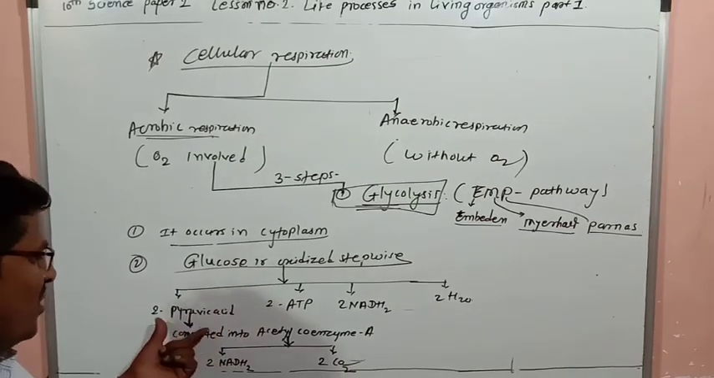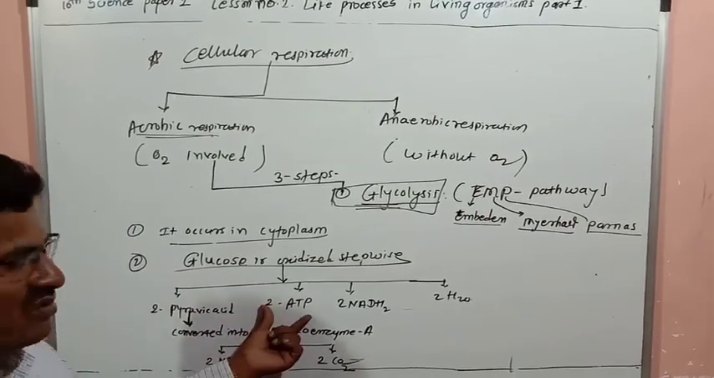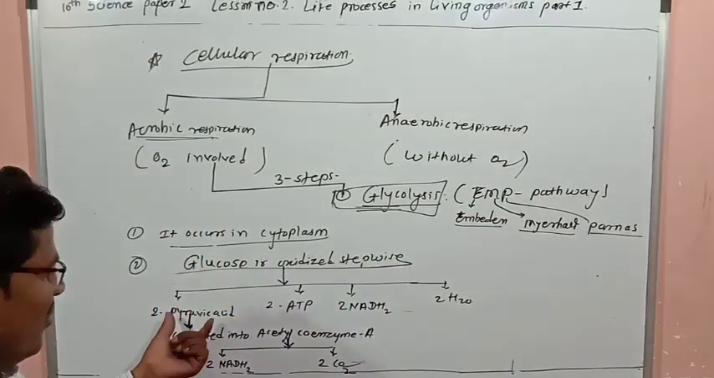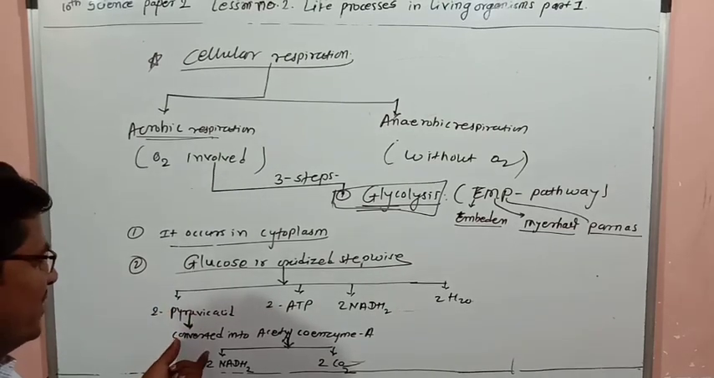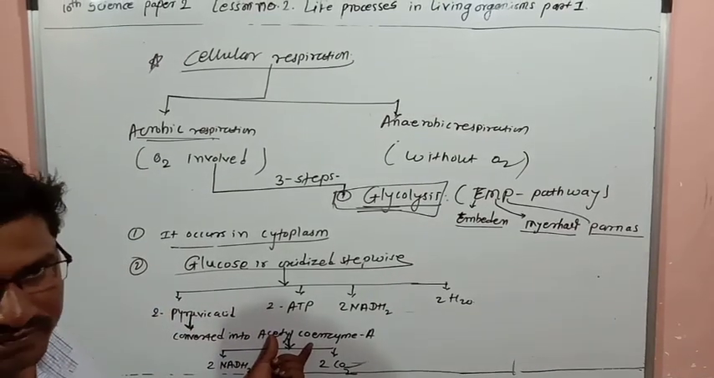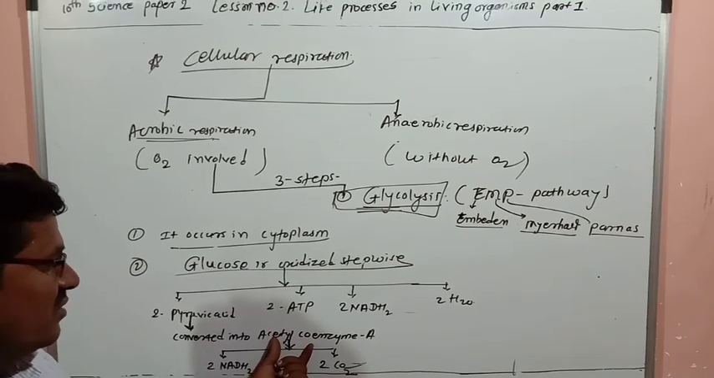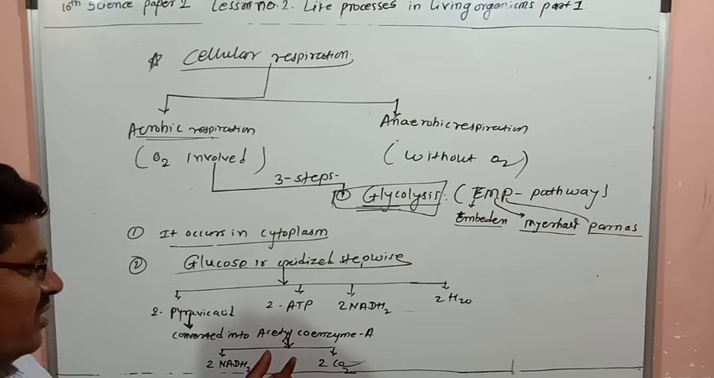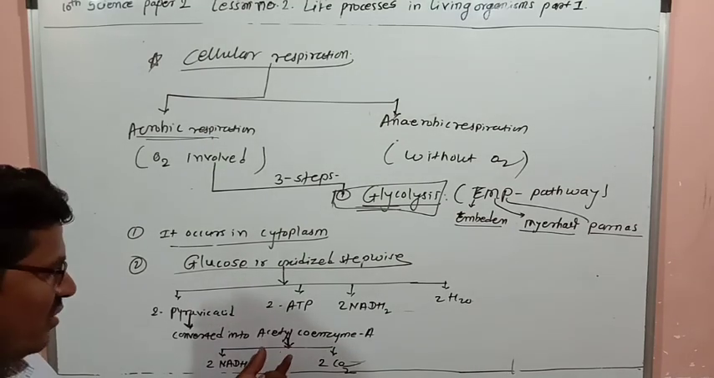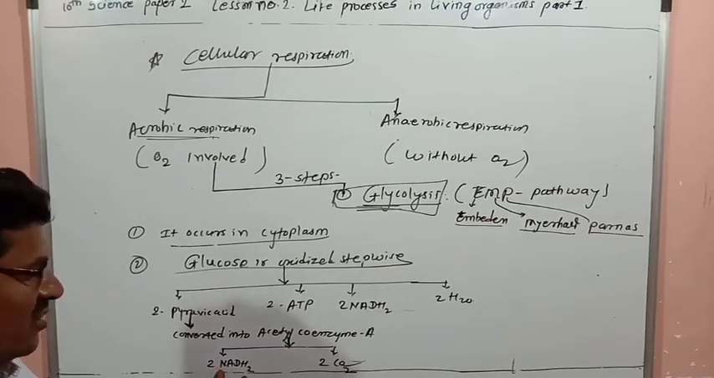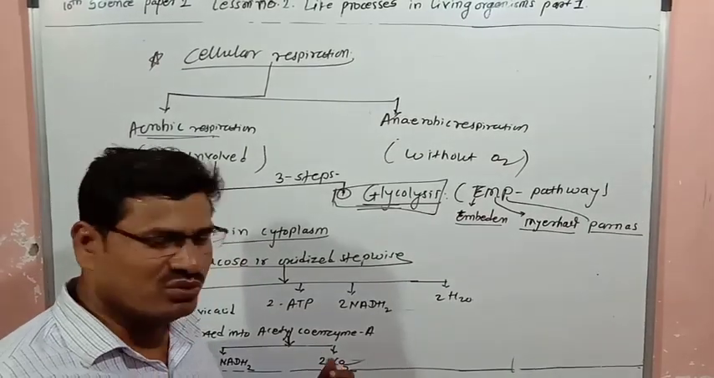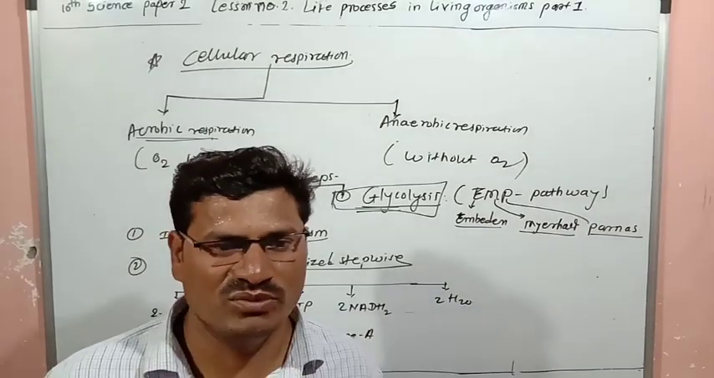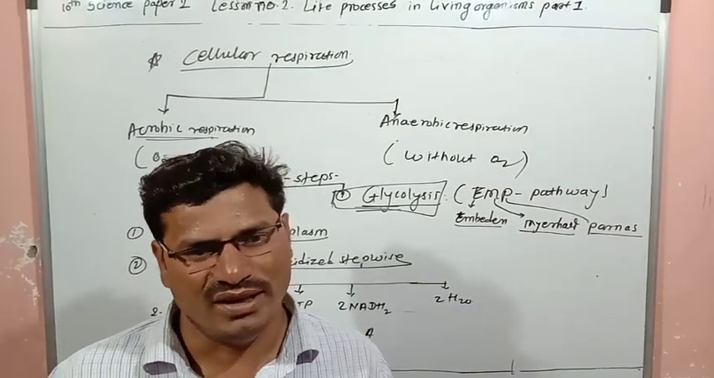In the first step, 2 molecules of pyruvic acid, 2 molecules of ATP, 2 molecules of NADH2 and 2 molecules of H2O are produced. Now in the second step, pyruvic acid is converted into acetyl coenzyme A. And in the third step, acetyl coenzyme A is converted into NADH2 and CO2. 2 NADH2 and 2 CO2 molecules are produced from the pyruvic acid.